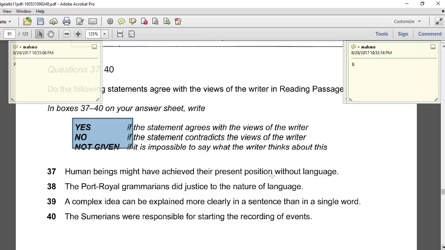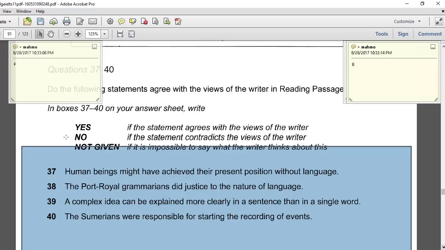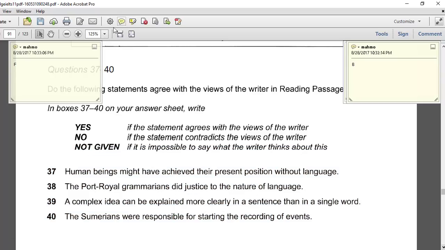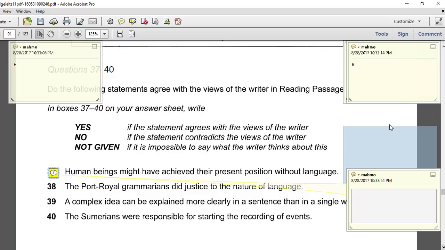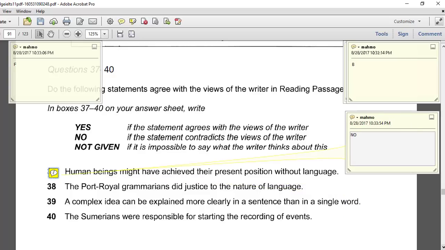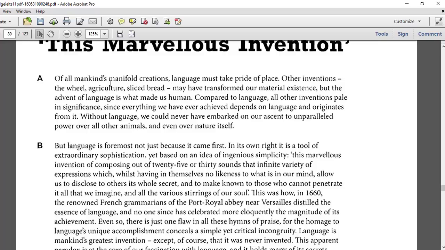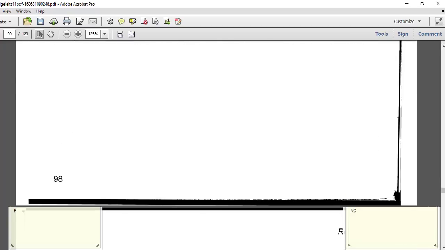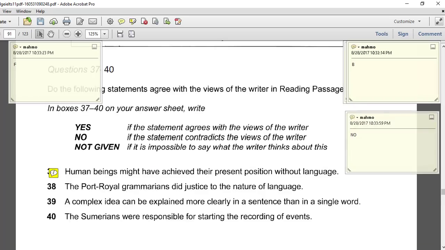We don't have to get back to the passage. We have read it before, that this was the greatest human invention. It's very fundamental. So 37 is definitely no, because it's against what is written in the first paragraph. Get back to the first paragraph. It says here, all other inventions pale in significance, since everything we have ever achieved depends on language. Everything depends on language and originates from it. So without language, we would have never invented anything. So the answer here is no.